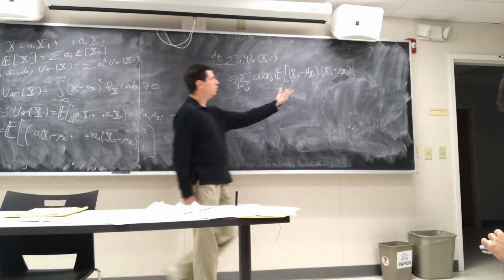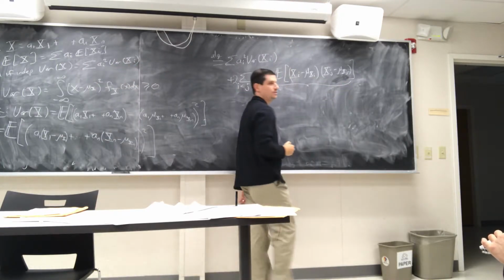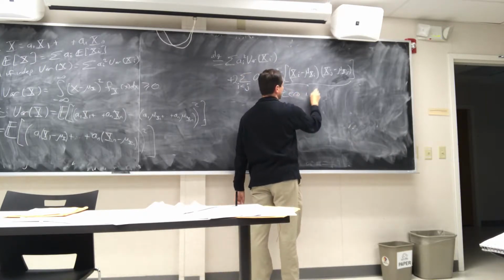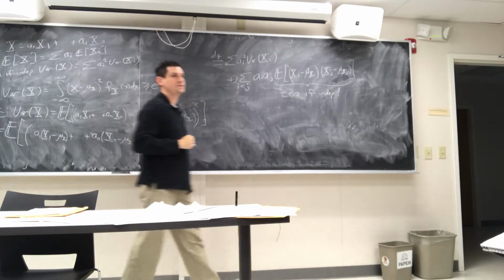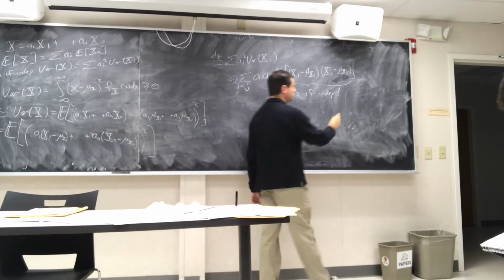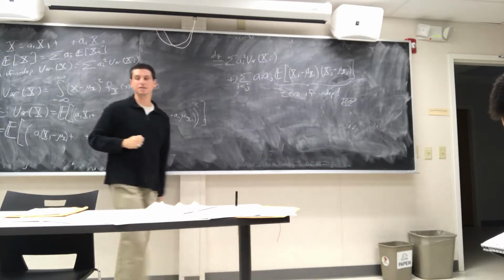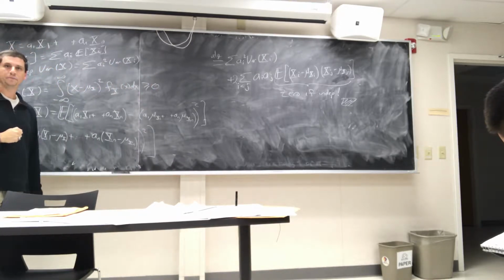Now you can see why we want to assume independence. If independent, what is this equal to? 0. So this is 0 if independent. And that's the proof. Okay? So again, this is just algebra, but the main idea is that if they're independent, the variance of a sum is the sum of the variances. Okay?